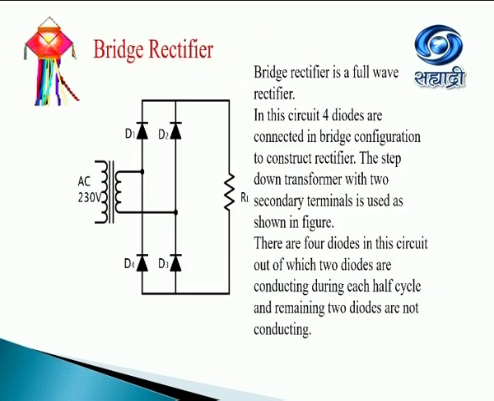A bridge rectifier is a full wave rectifier. In this circuit, 4 diodes are connected in a bridge configuration to construct the rectifier. A step-down transformer with 2 secondary terminals is used as shown in the figure. There are 4 diodes in this circuit, out of which 2 diodes are conducting during each half cycle and the remaining 2 diodes are not conducting.